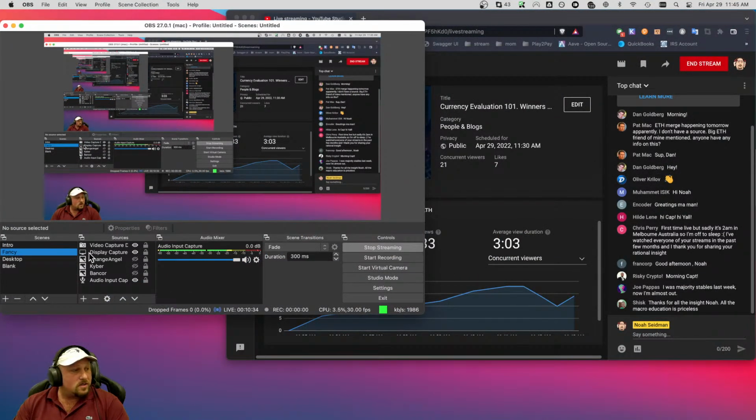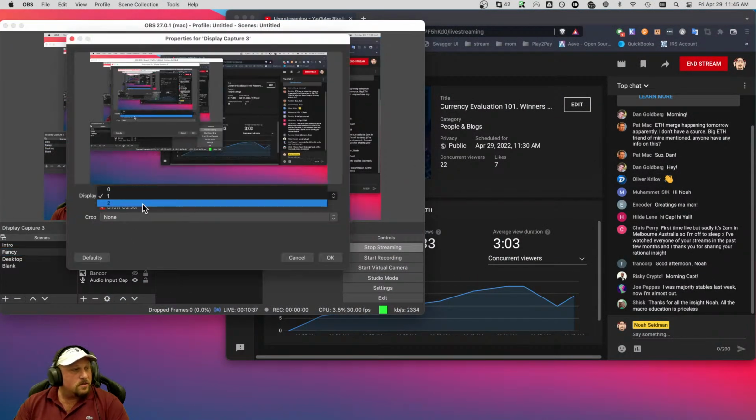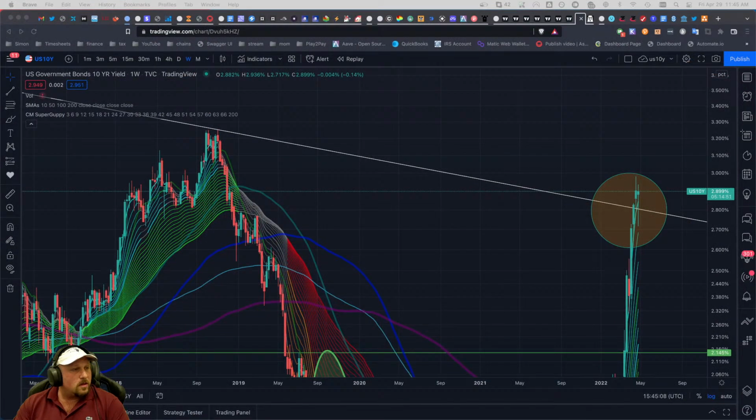Why is this showing the wrong screen? Display capture 2? Yeah, there we go.